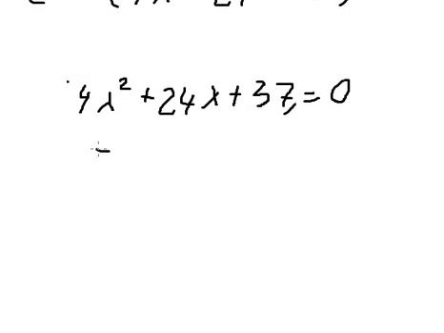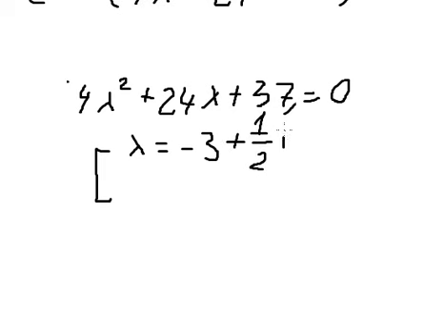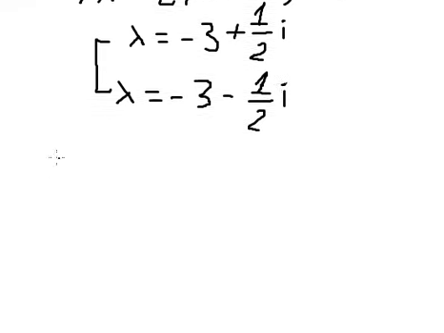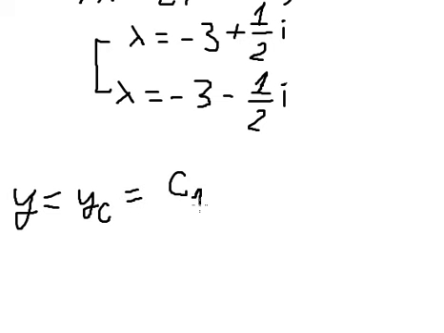So if we calculate, we have lambda equals negative 3 plus 1 over 2i. This is about complex numbers, and lambda equals negative 3 minus 1 over 2i. So in this situation we will have y equals yc, and that is c1.